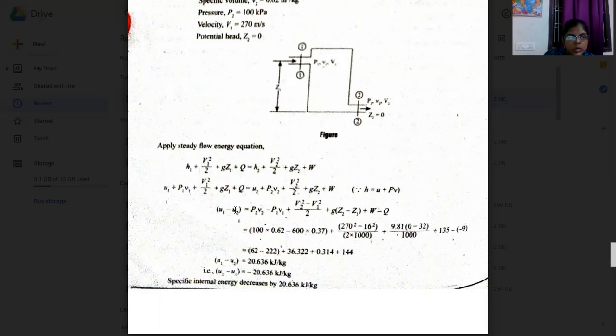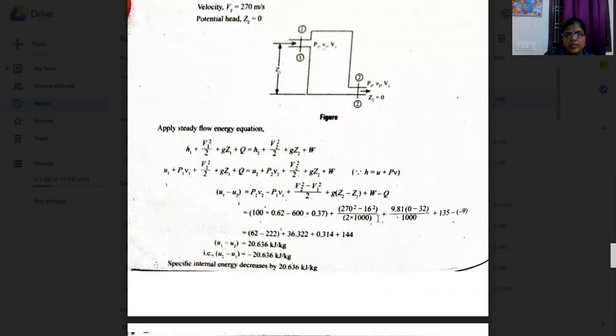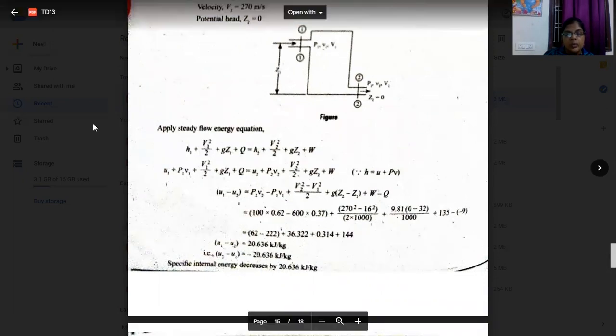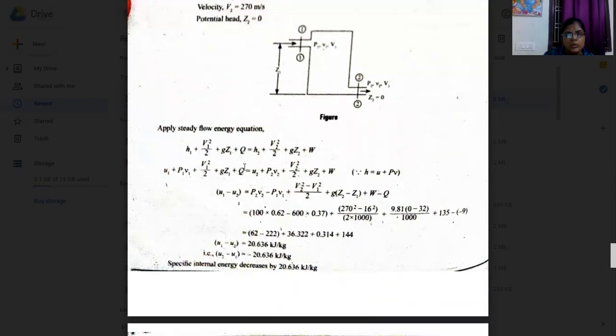Okay, so here we rearrange the equation like that. U1 minus U2 is equal to P2 V2 minus P1 V1 plus V2 square minus V1 square by 2 plus g into Z2 minus Z1 plus W minus Q. Okay, here we know all the values. W is given, Q is given, V1 is given, V2 is given, Z2, Z1, every data is given from the above problem. So put all the values here.